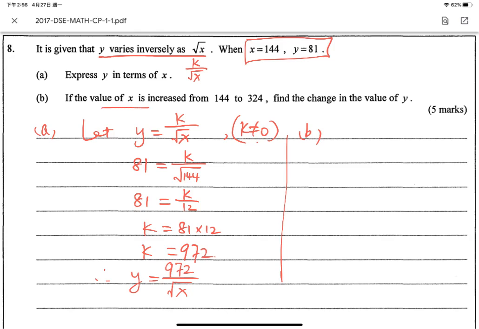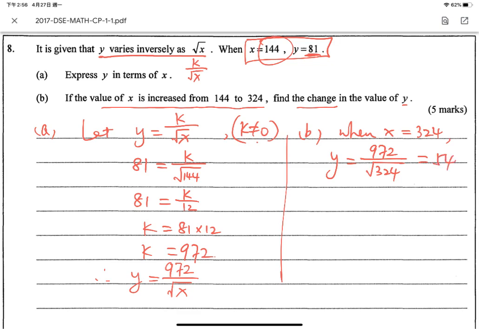If the value of x increases from 144 to 324, so 144 is here, so you get the value of y. Find the change in the value of y. So we just need to find the new value. When x equal to 324, what we get is y equal to 972 divided by the square root of 324. So you just use a calculator. 972 divided by the square root of 324, which is equal to 54.